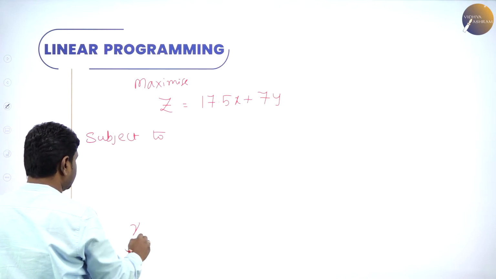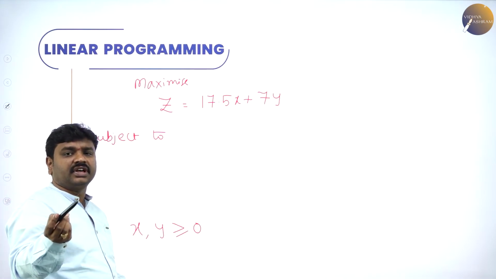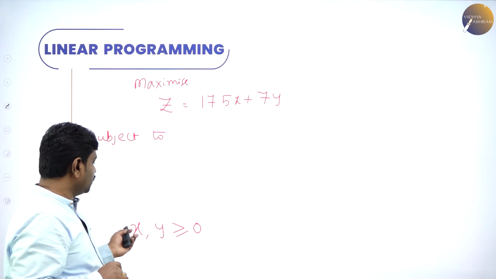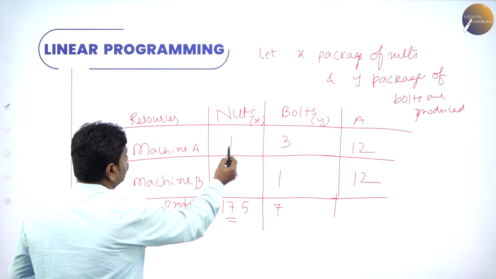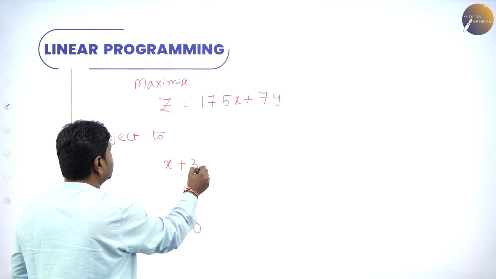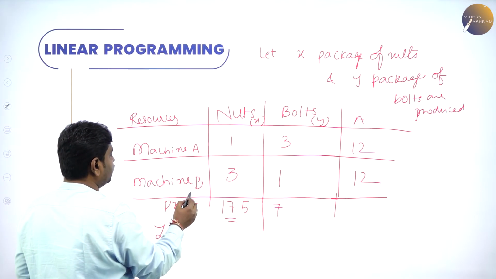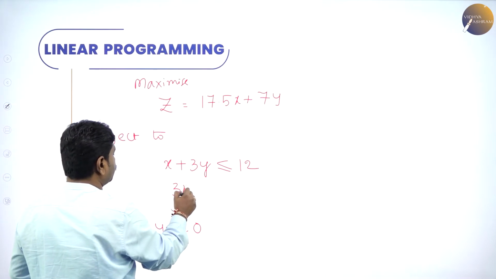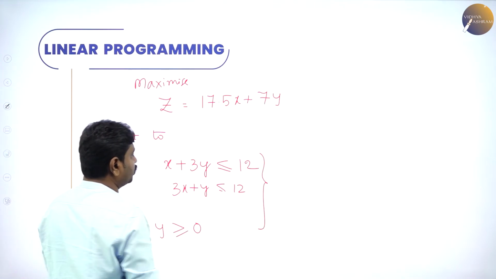Condition number 1: x, y should be greater than or equal to 0 for sure, because the number of packages of nuts and bolts cannot be negative, at least it should be 0. So that is the non-negative constraint. And second is the machine A constraint: x plus 3y should be less than or equal to 12 hours. Machines cannot operate more than 12 hours, at most 12 hours they told. And third, the machine B constraint: 3 times x plus 1 time y, so 3x plus y is also less than or equal to 12. So for these three constraints, you should draw the graph.